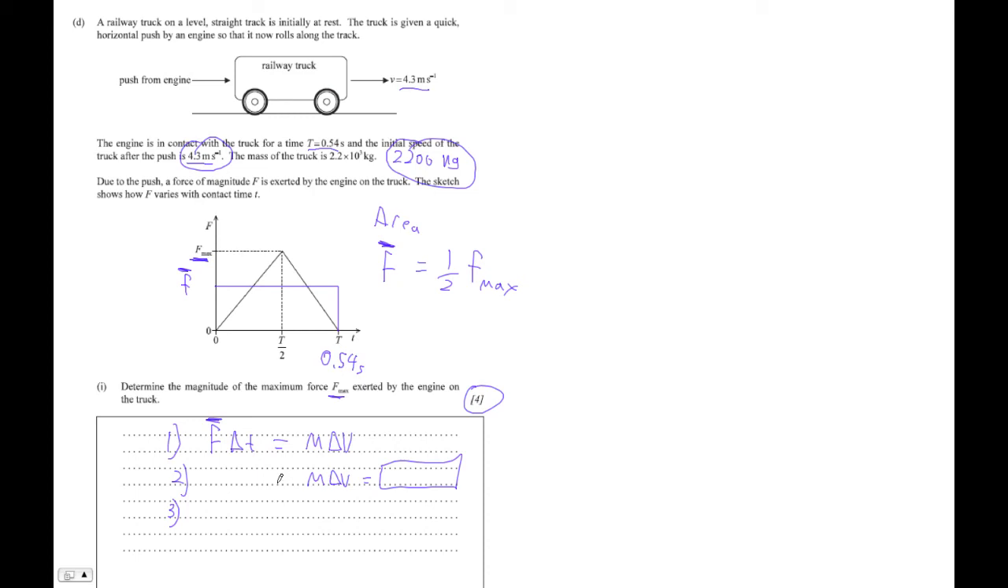Because really, we know that this is 0.54, so really our next step is to say whatever that number is, the average force times 0.54 is equal to 2200 times 4.3. Okay, so now you have the average force. If you double it, you'll get the maximum force. So average force times 2 is the max force. There you go. You'll get a number between 30,000 and 40,000 newtons.